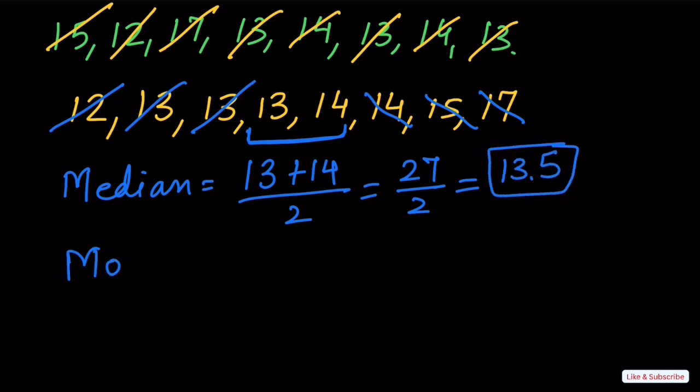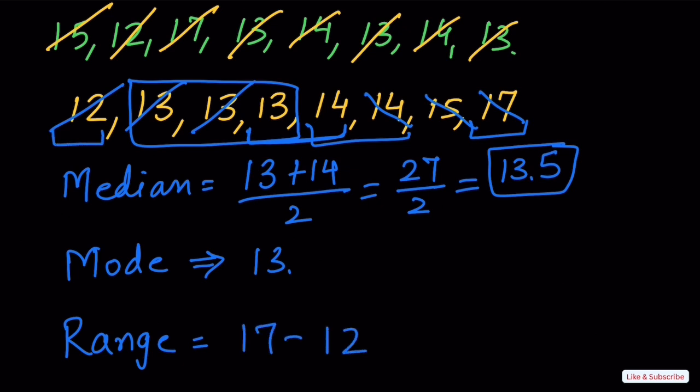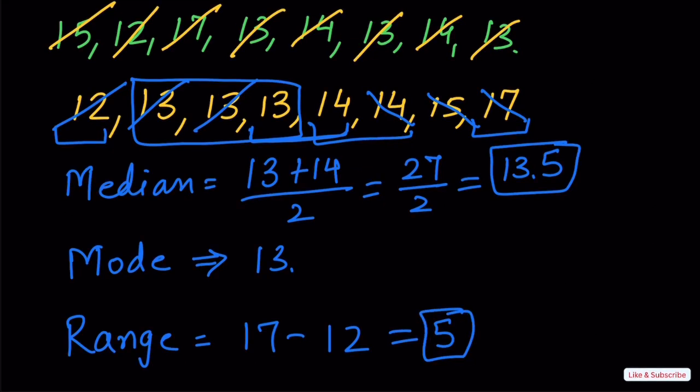Now, how to find the mode? The mode in this case is going to be 13, which occurs thrice, whereas all other numbers either occur once or twice. 14 occurs twice. 12, 15, and 17, they occur only once. So mode in this case is going to be 13. How about the range? Range is the largest number, which is 17, minus the smallest number, which is 12. Now 17 minus 12 gives me 5. And that's how you find the mean, median, mode, and range of the dataset.